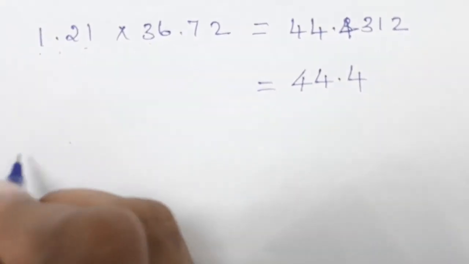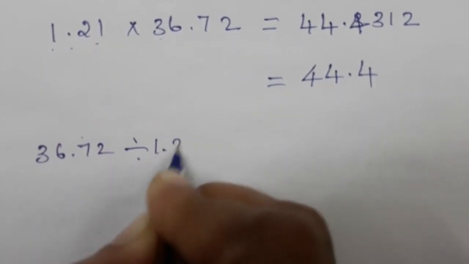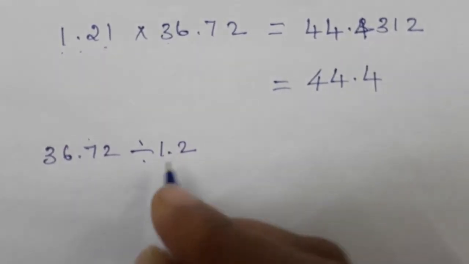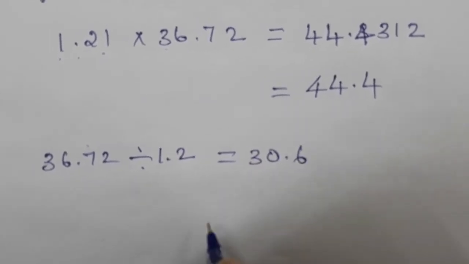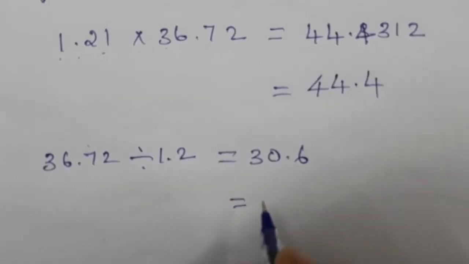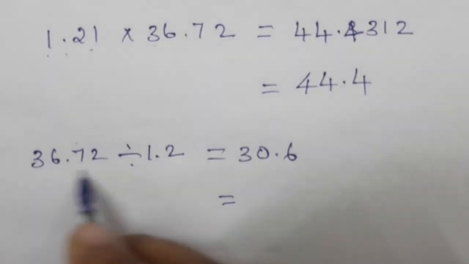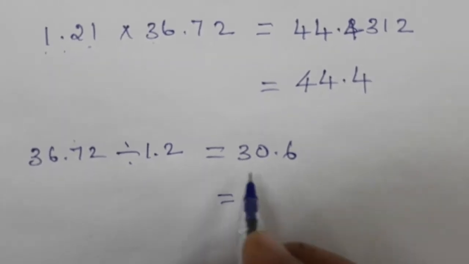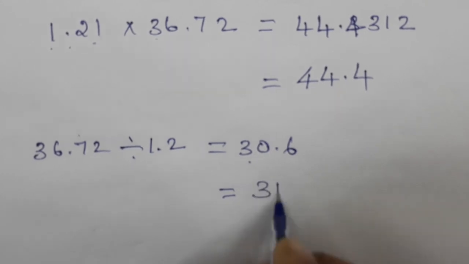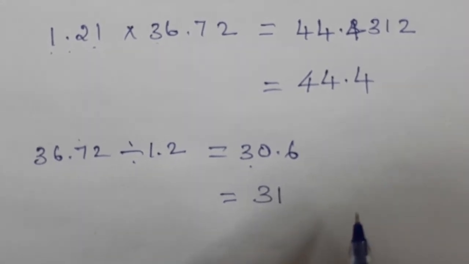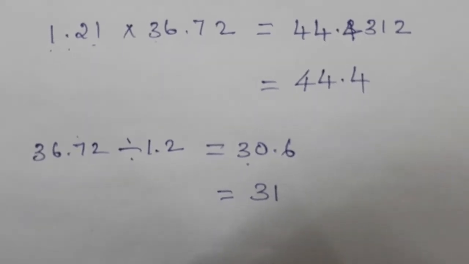Let's see the division. 36.72 divided by 1.2. When you are dividing these two numbers, you will get the answer 30.6. So it should be rounded off according to the original number with the smallest number of significant figures. So here it is 4, here it is 2. So here we have to make it 2. So 30.6 can be written as 31. Okay, these are the arithmetical operations with significant figures.